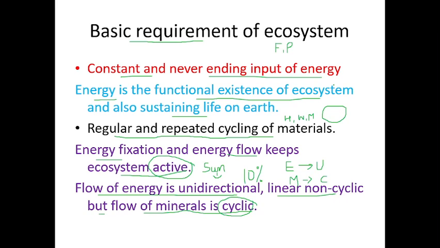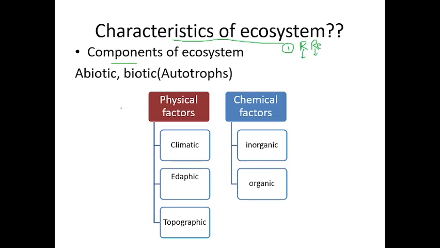Without energy there will be no existence of life. For a sustainable ecosystem, we want energy. So energy has to be there. There should be constant and regular cyclic movement of minerals, and also there should be linear and non-cyclic flow of energy. So if we get energy, the ecosystem will be nutritionally and energetically self-sufficient. The flow of energy should be unidirectional, and the nutrients have to be in cyclic form.